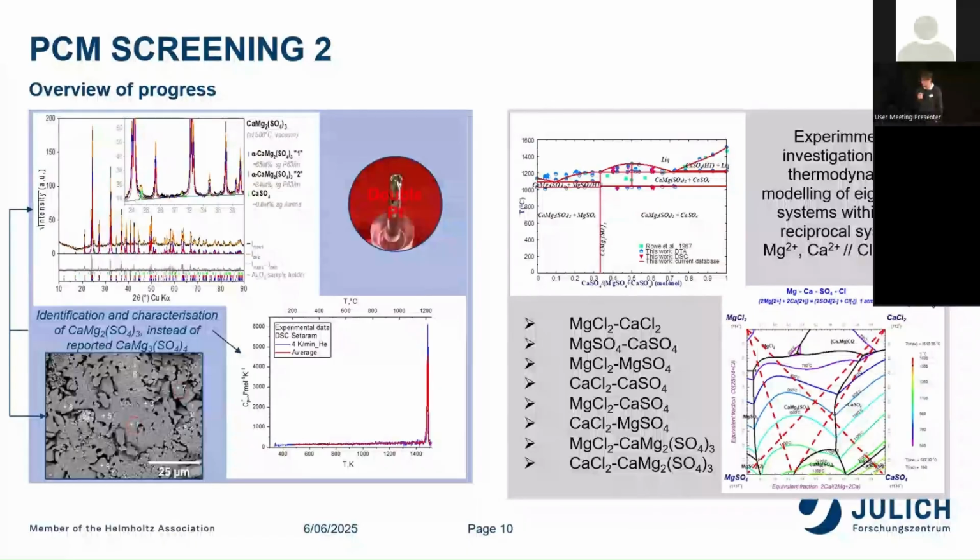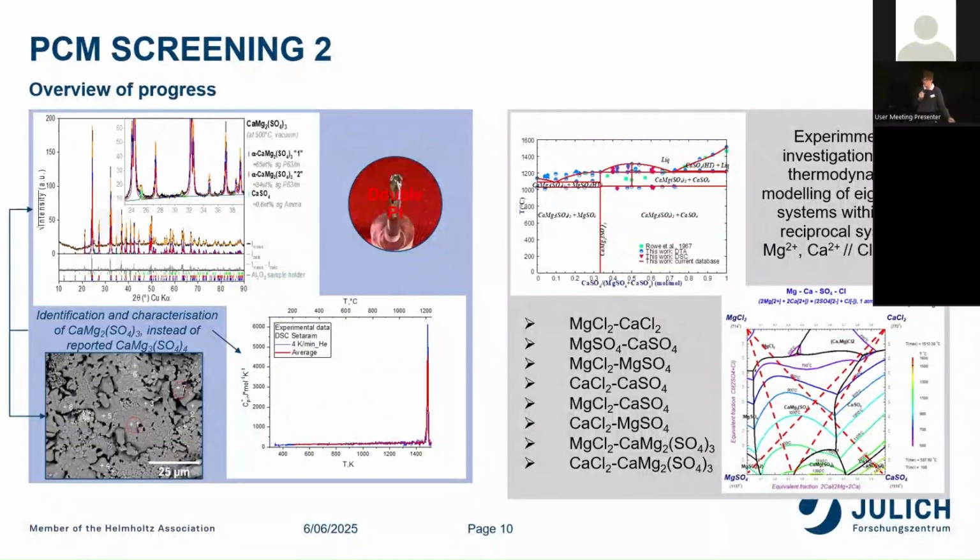While the vast majority of the binary systems have been experimentally investigated at Forschungszentrum Jülich, I just wanted to present some of the results from the calcium sulfate, magnesium sulfate system. This system was particularly difficult to obtain reliable thermodynamic results for, because both of these sulfates tend to decompose when heated up at higher temperatures. To overcome this, special double-walled platinum tubes were fabricated in order to be able to generate that data at high temperature.